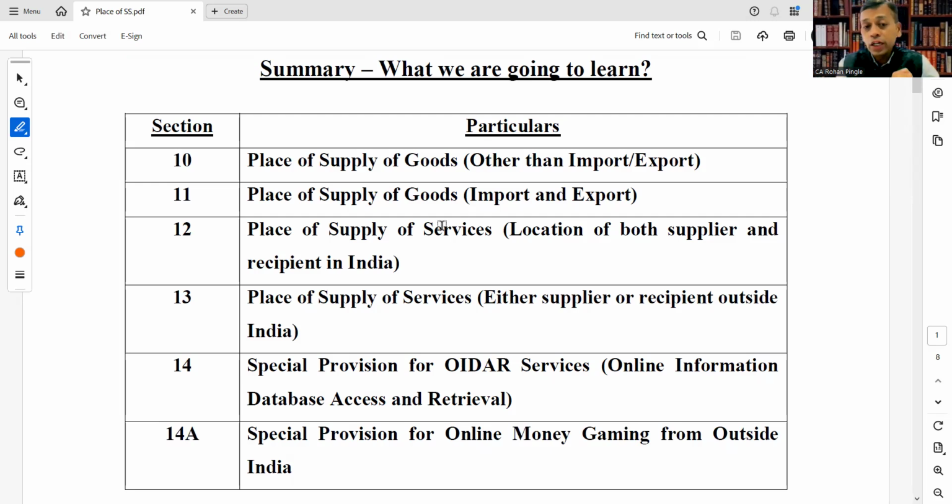Then section 14 talks about special provision for OIDAR services, that is online information database access and retrieval. Section 14A talks about special provision for online money gaming from outside India. So this is summary of what we are going to learn today. So let's start with it.